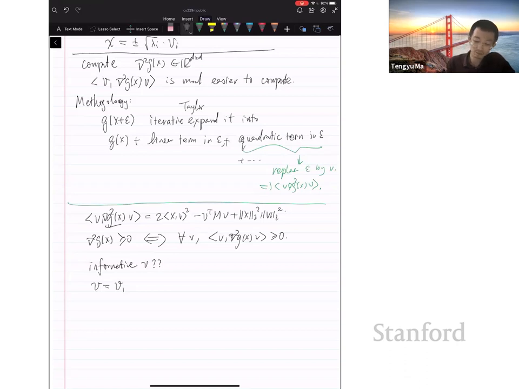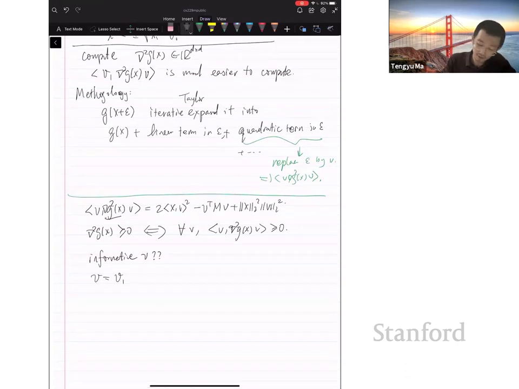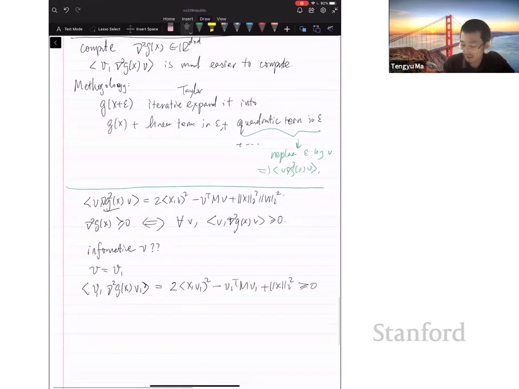But anyway, v equal to v1 is a good choice because if you plug it in, you get v1 transpose times the Hessian of x times v1, and you plug into this formula, you get 2 times (x transpose v1) squared minus v1 transpose M v1 plus the norm of x squared, and you say this is larger than 0. And you can probably see why this is informative, because this term is negative, right? So it's the hardest test in some sense because the negative term is maximized.